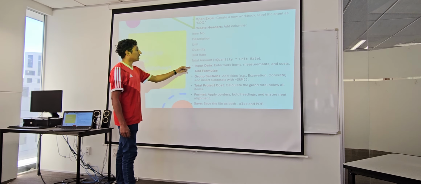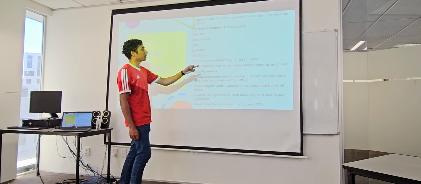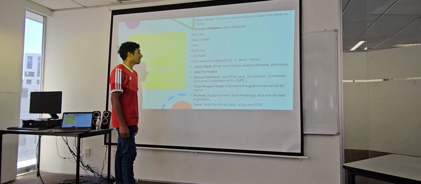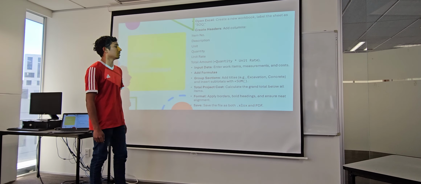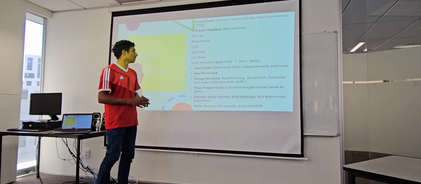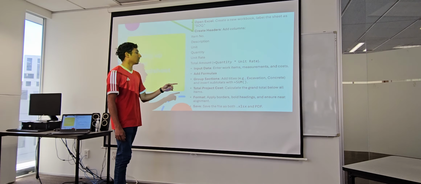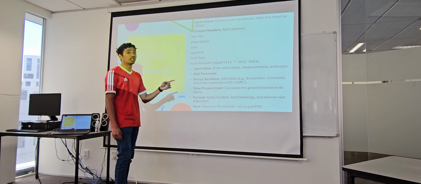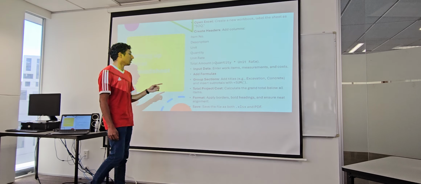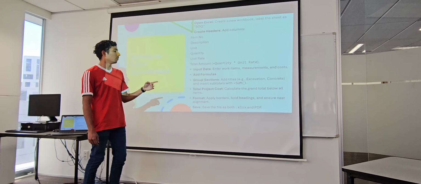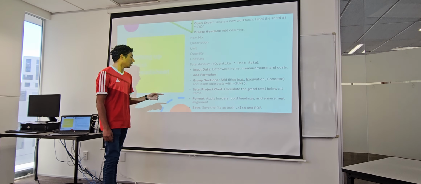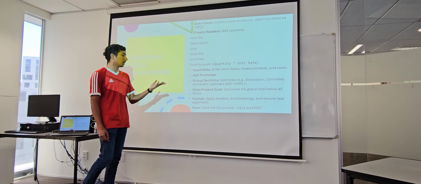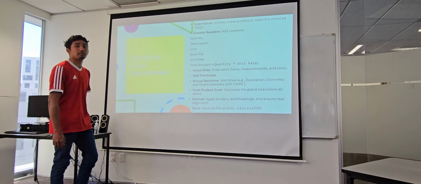Then the input data, where we enter work items, measurements, and cost. The formulas, we need to add formulas as well. The group sections, where we add titles, for example excavation, concrete, and insert subtotals with sum. And the total project cost, where we calculate the grand total below all items. The format, we apply borders, bold headings, and ensure neat alignment. And at the end, we save the file as both PDF and Microsoft Excel.